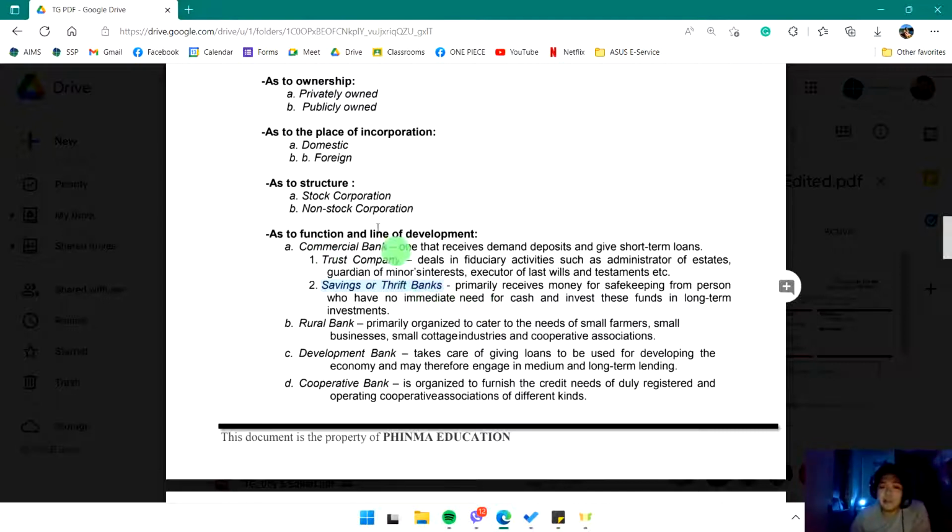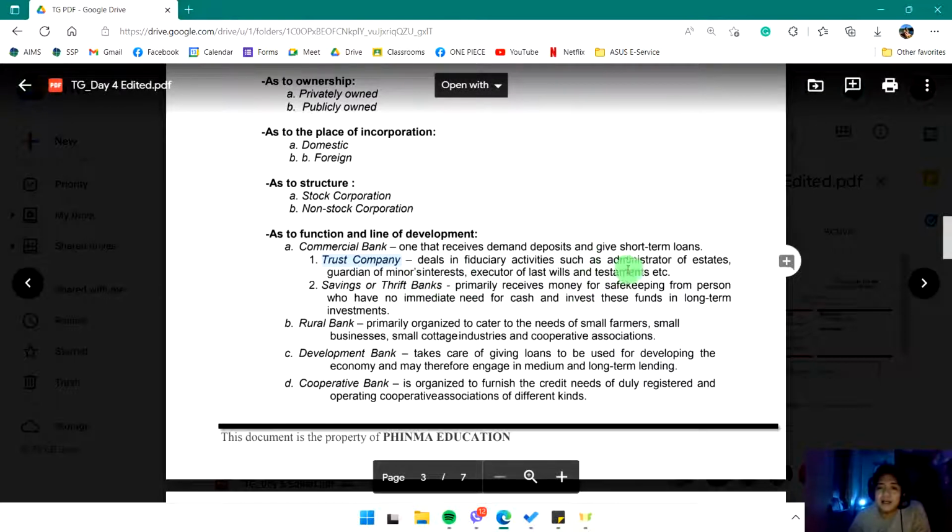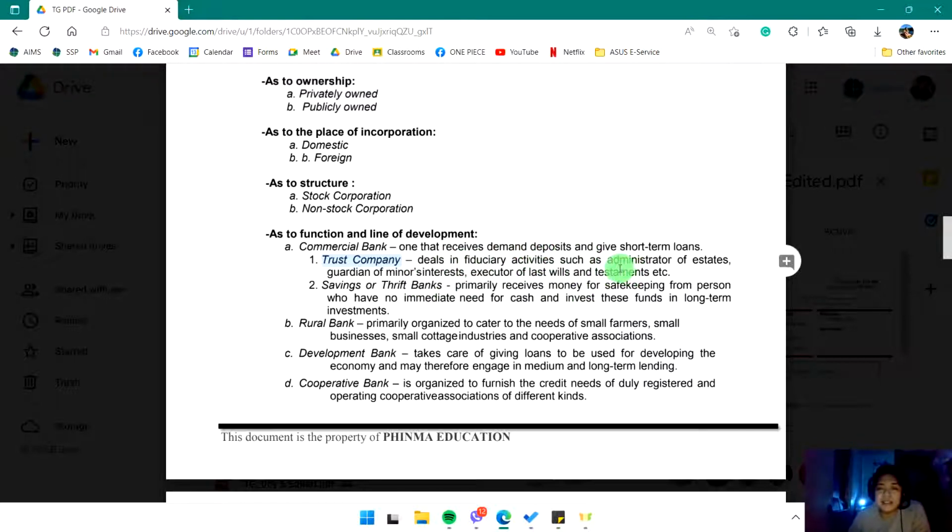When we say the trust company, mainly para silang nasa customer service na industry, more on giving out a service for the clients, no? Like say for example in administrative or estates doon sa mga properties. Guardian of minor interests, executor of last will and testaments.